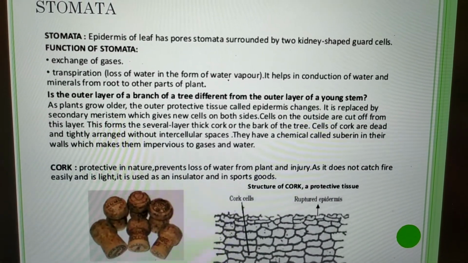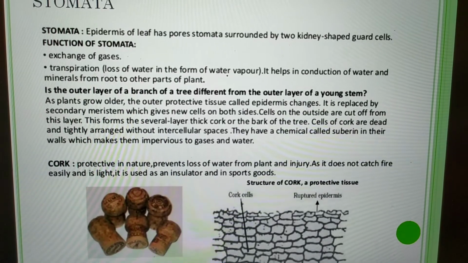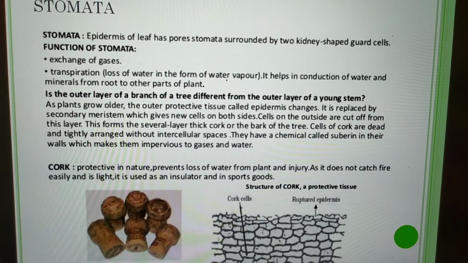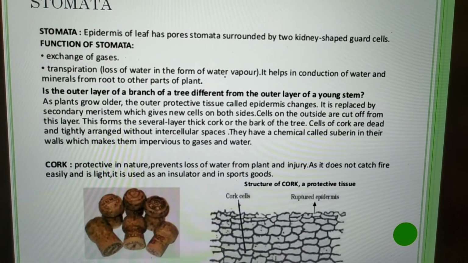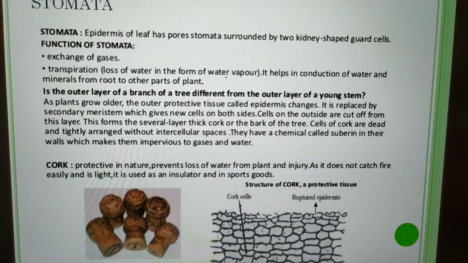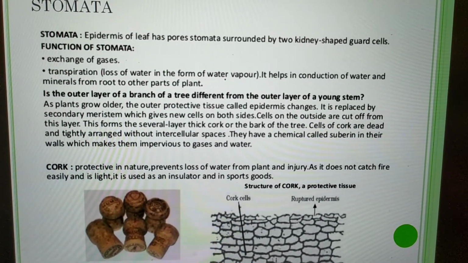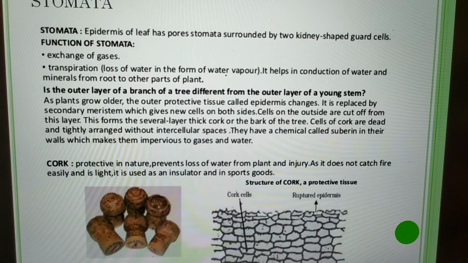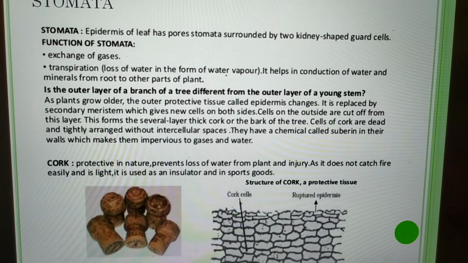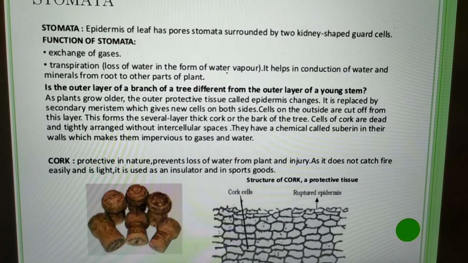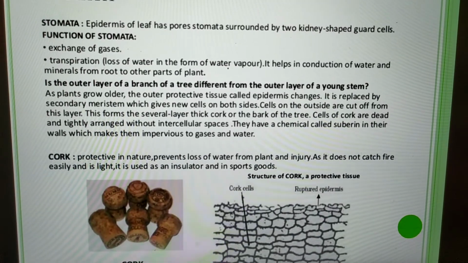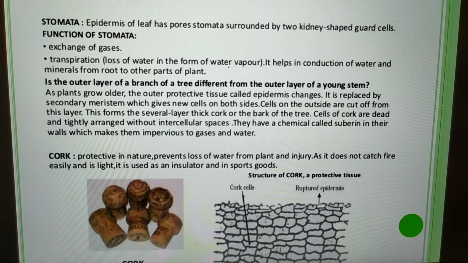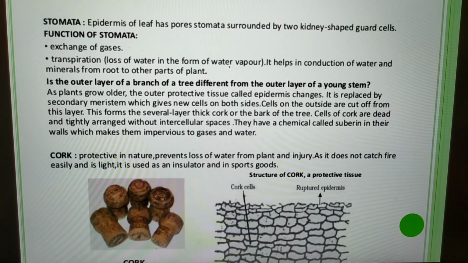So epidermis is the outermost layer of the branch of a tree. So if we ask a question, is the outermost layer of the branch of a tree different from the outermost layer of a young stem? Coming to the answer, as plants grow older, the outer protective tissue called epidermis changes. It is replaced by secondary meristem, which gives rise to new cells on both sides. Cells on the outside are cut off from this layer. This forms a several-layer-thick layer, the cork layer or the bark of the tree.